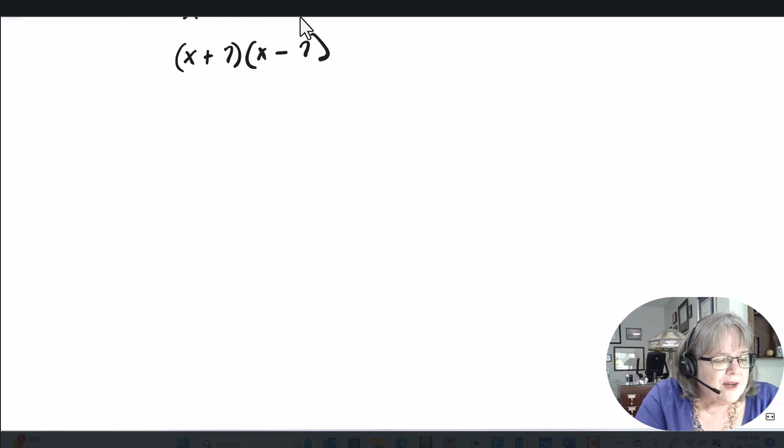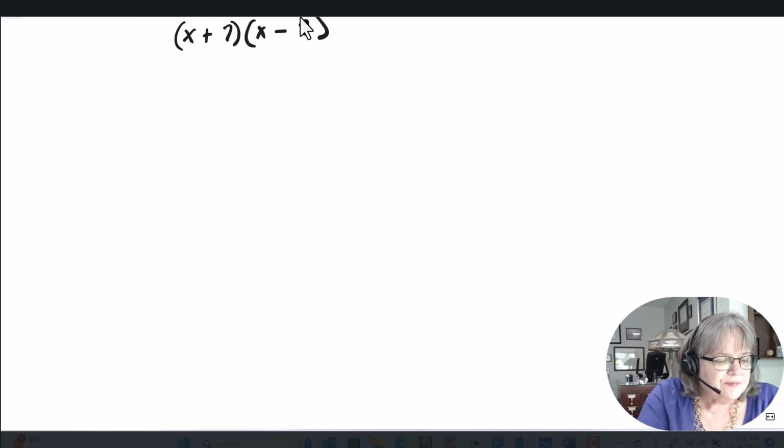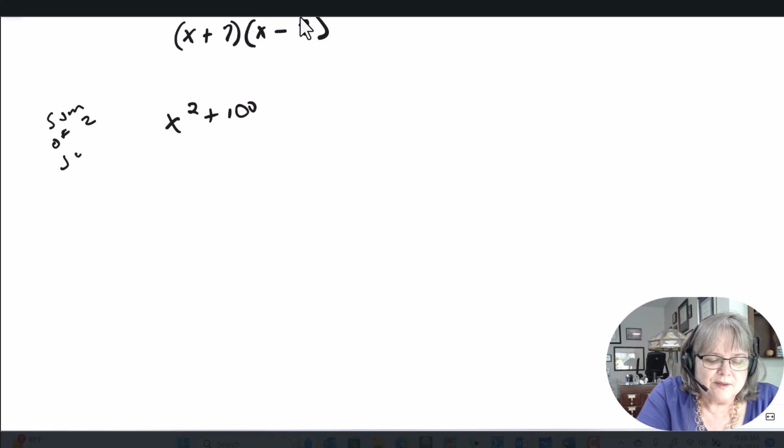So let's try this one. Oh, let's do a different type, and then we'll come back. X squared plus 100. Now this is the sum of two squares.